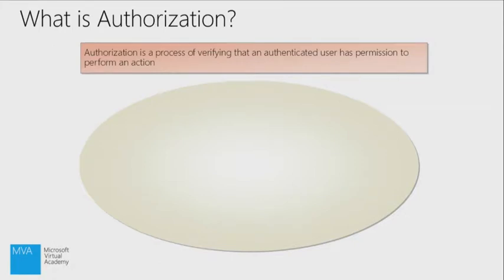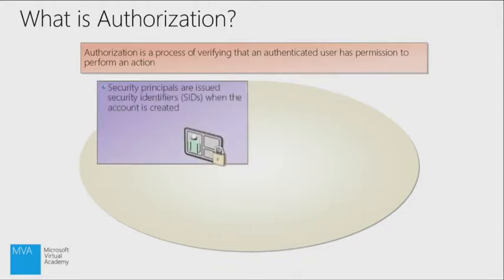Once you've been authenticated, the next step is authorization. Authentication is who you are. Authorization is what you can do. The process of verifying that an authenticated user has permission to perform an action. Security principals are issued security identifiers when the account is created. In the case of Windows and Active Directory, a SID is the term you'll see used most frequently.